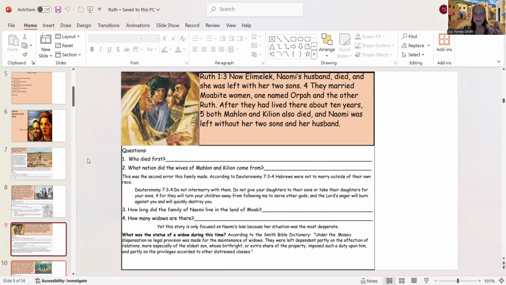So if they had sons, then they were taken care of by their sons. But if they had no sons, then technically the society was to take care of them, but there was no Social Security or welfare or any Medicare or anything like that. So a widow can often be destitute.